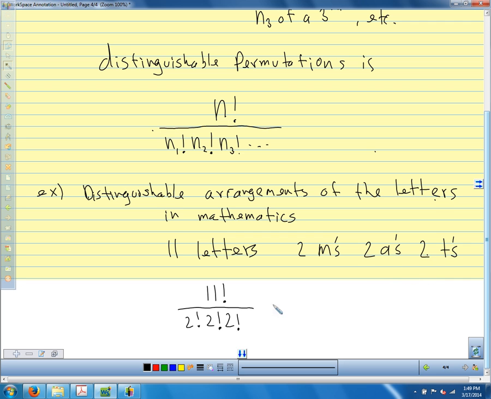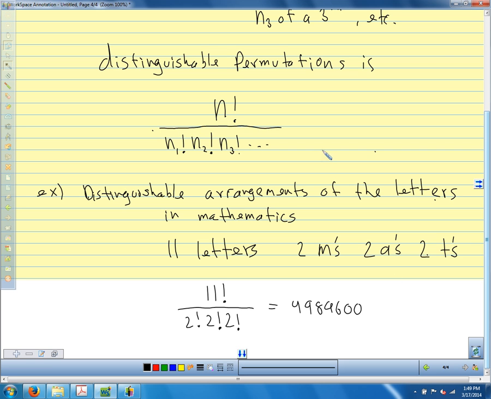And when I calculate this out, this comes out to 4,989,600. 4,989,600 different arrangements of those 11 letters. Questions there?